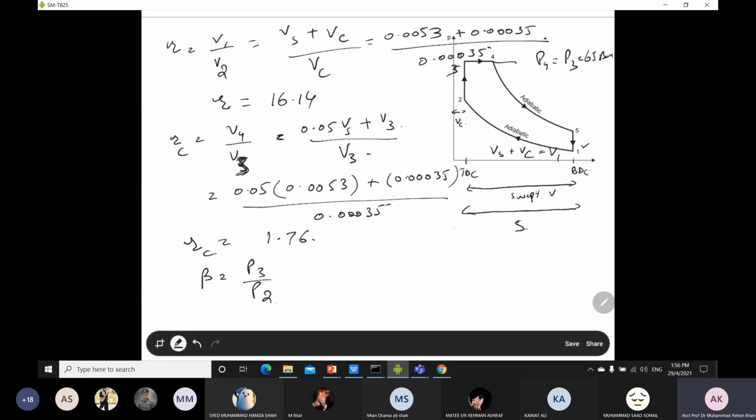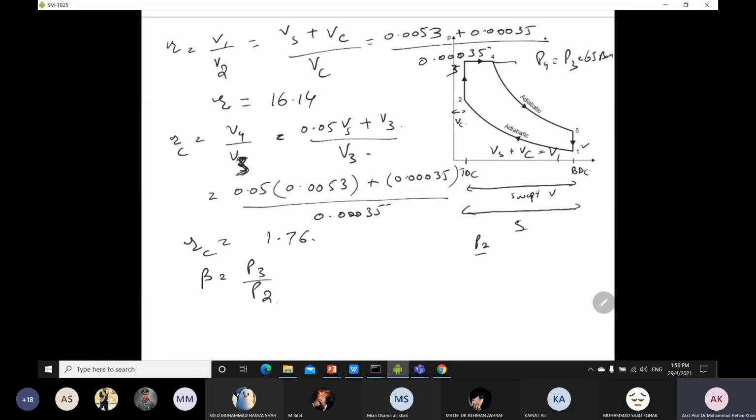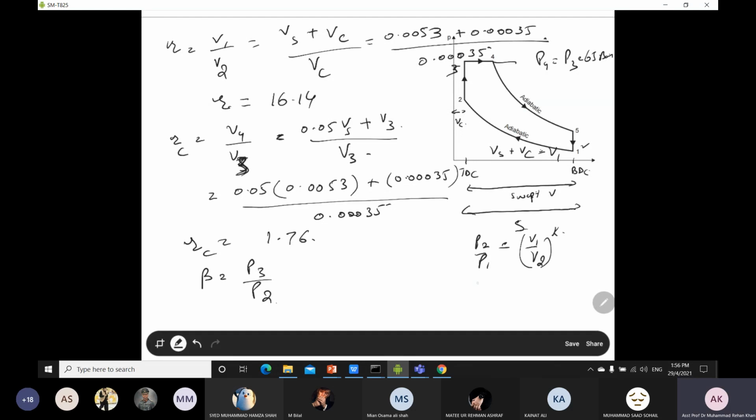Okay, so if you all remember, for the isentropic process we already know that P2 over P1 is equal to V1 over V2 raised to the specific heat ratio. So from here I can easily find the P2 value because P1 is known in your question: the P1 value is 0.9 bar.